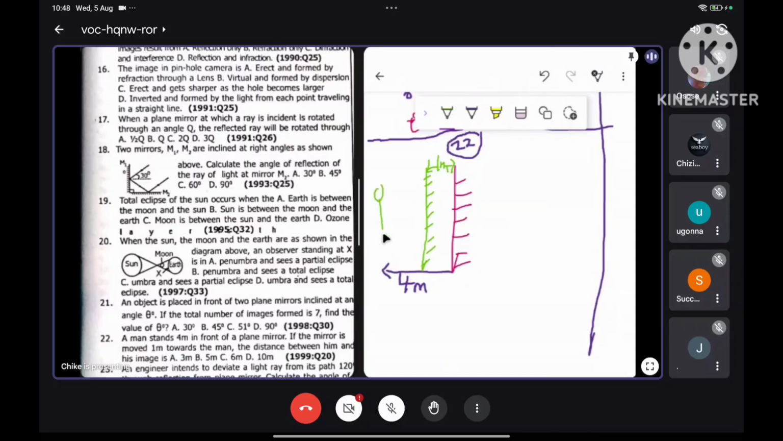What will be the distance of the man? Initially the man was here, let's draw him, standing here, 4 meters. Then the mirror was moved forward by 1 meter. So here's the mirror moved forward by 1 meter. What is the distance between the man and the mirror? Who can tell me, please?